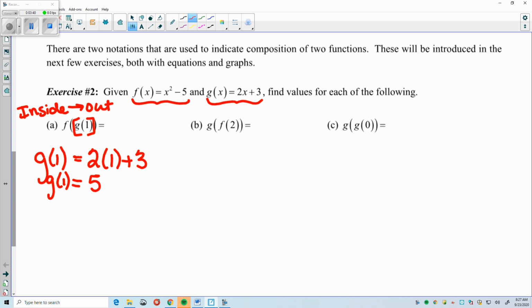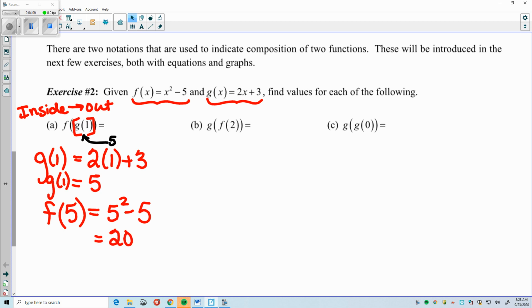If I go back now into this notation, I could substitute in place of g of 1 that value of 5 that we found. So now I'm going to take the f function, and anywhere I see an x, I'm going to plug in 5. Okay, so I have 5 squared minus 5. So 5 squared is 25 minus 5, I would have a total of 20. So I know my f function, when evaluated at g of 1, will give me a final answer of 20. Okay, so again, always think inside out.